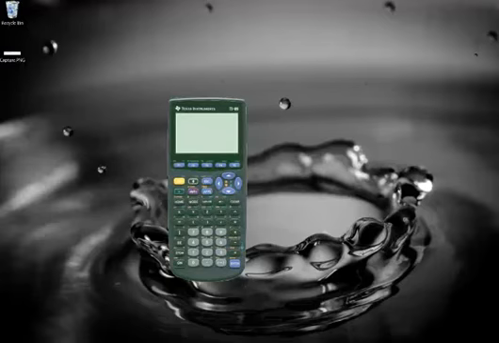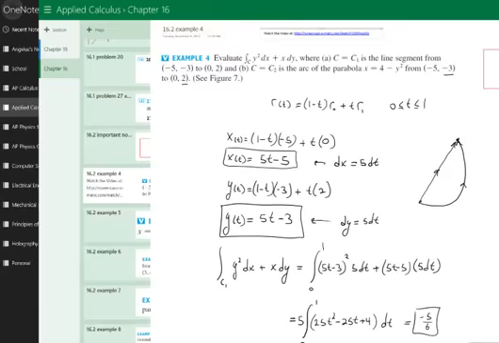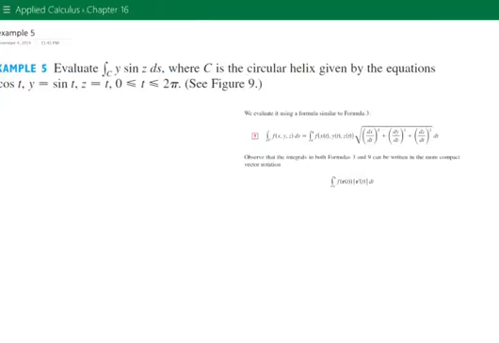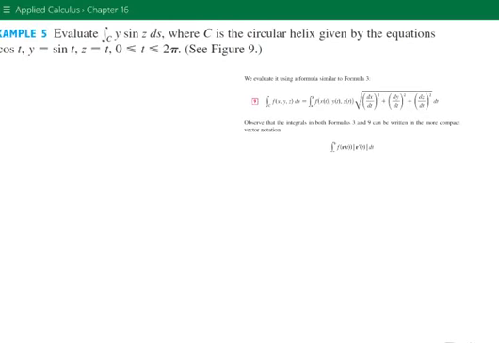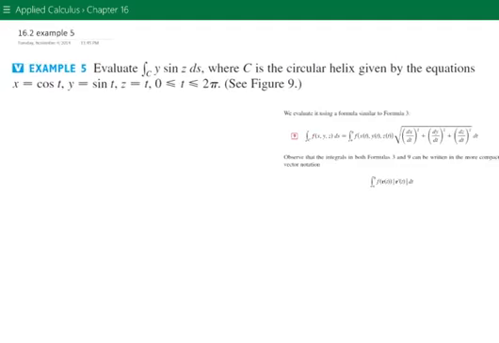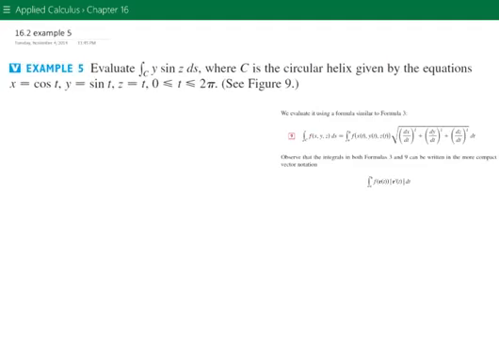Alright, so let's go ahead and do the next example. So we're going to do example 5. Example 5 asks us to evaluate the function y sine z along the curve c, where c is the circular helix given by the equation x equals cosine t, y equals sine t, z equals t, and the parameter is going from 0 to 2 pi.